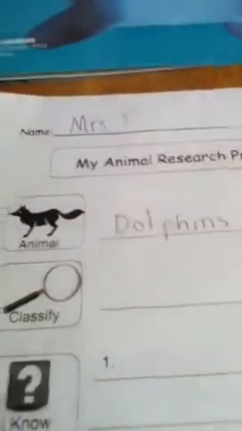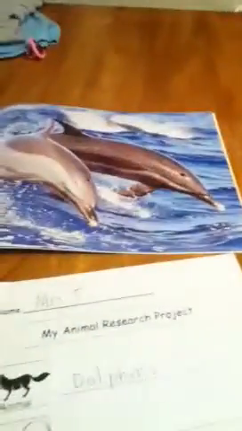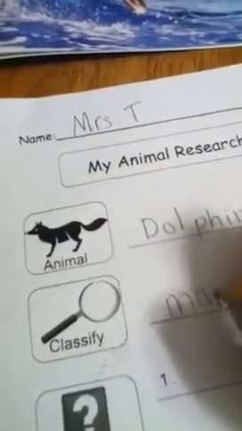Now boys and girls, I have to classify my animal next. And how am I going to figure out which animal group my animal is in? Well, of course, I would have hopefully found that out by reading my book. So here we go. I found out that dolphins are mammals. So I am going to write down mammals here.